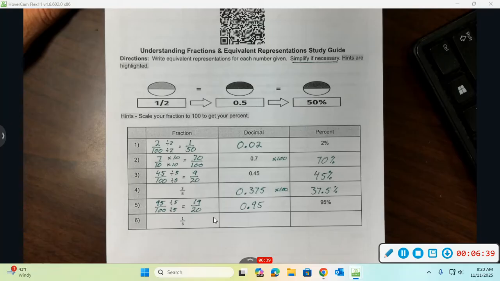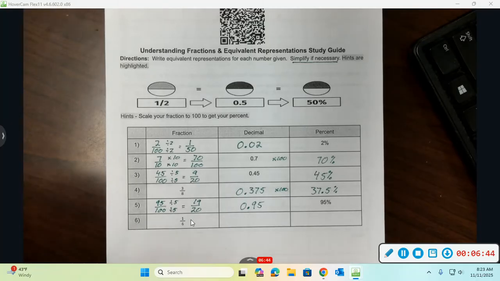Okay? All right, this 1/6, this was a confusing one for some people. You're definitely going to need Desmos for ones like this. Why would I need Desmos?